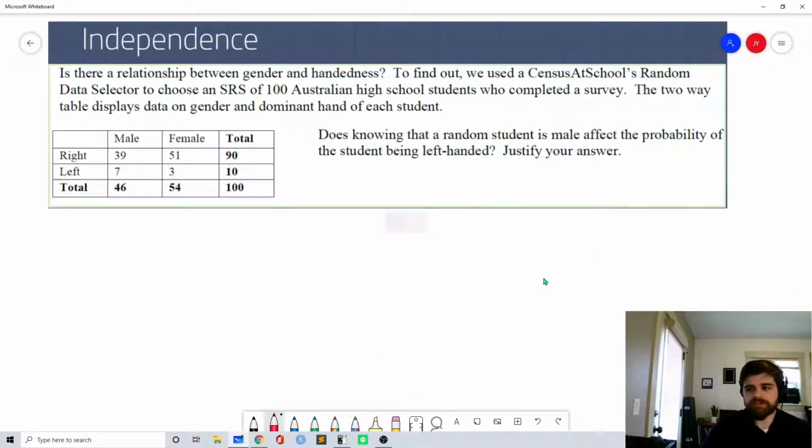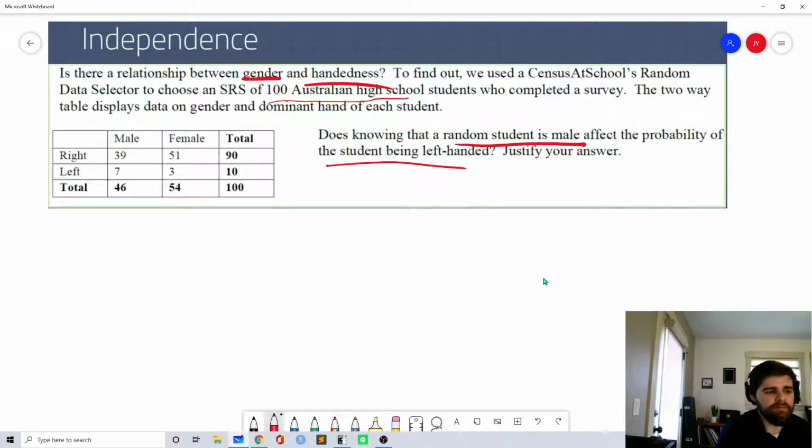So here we're asking the same question. Is there a relationship between gender and handedness, whether you're left or right-handed? We've got a simple random sample of 100 Australian high school students, and they've told us their gender and their handedness. So the question says, does knowing that a random student is male affect the probability that they're left-handed?